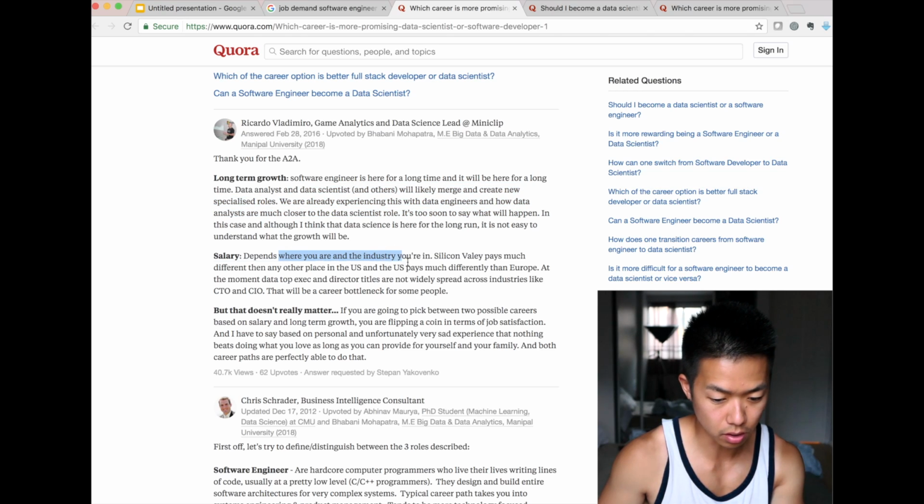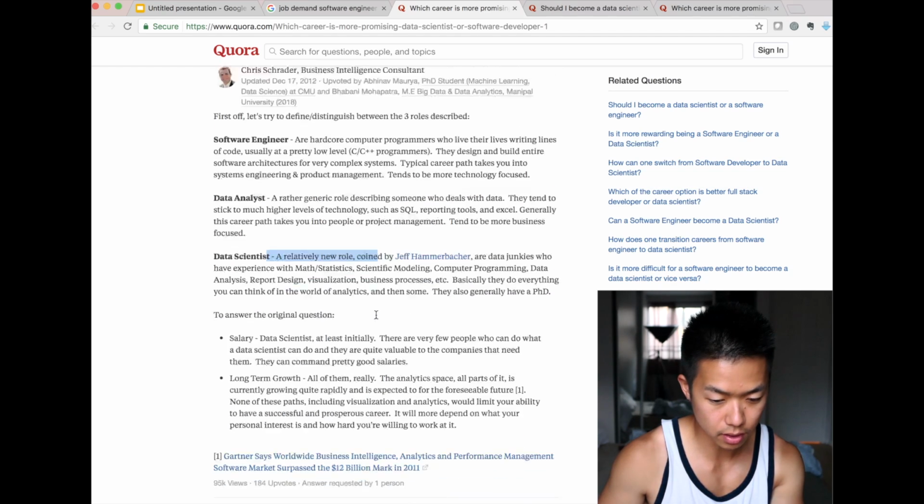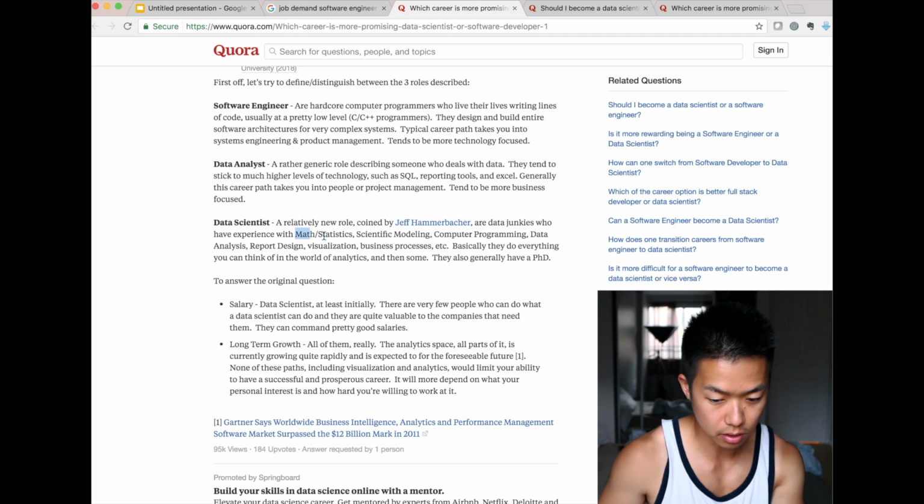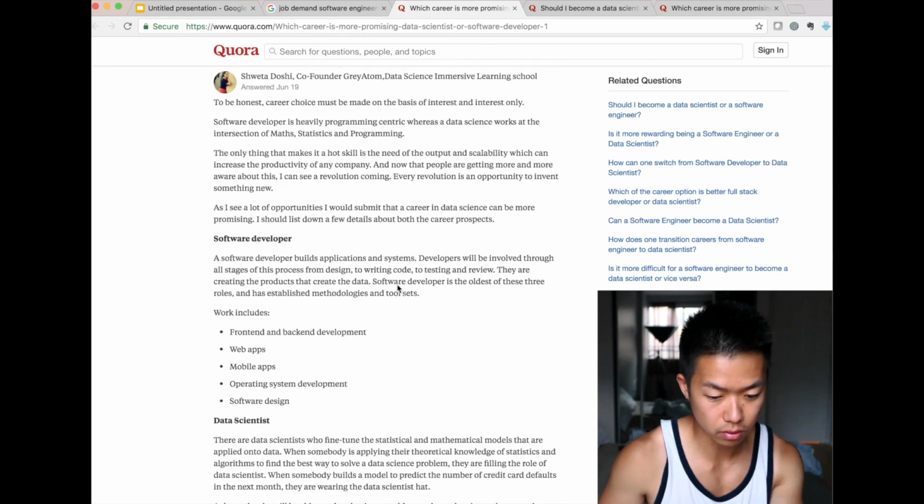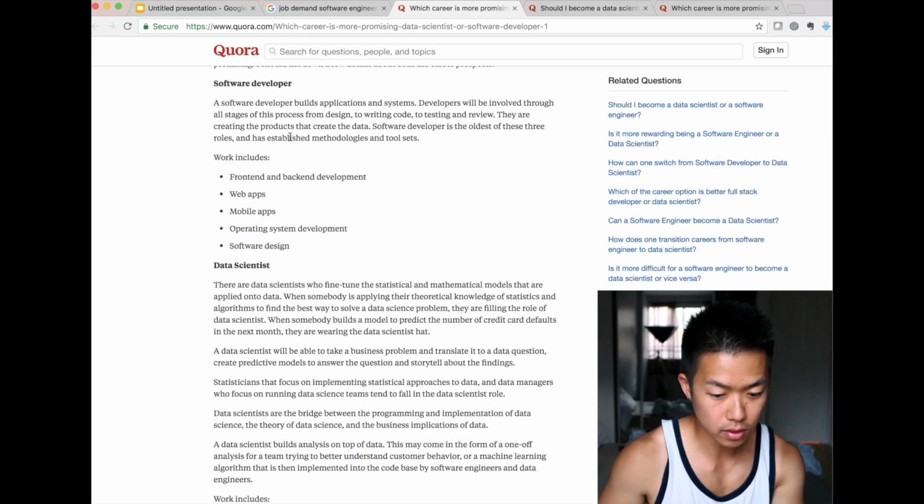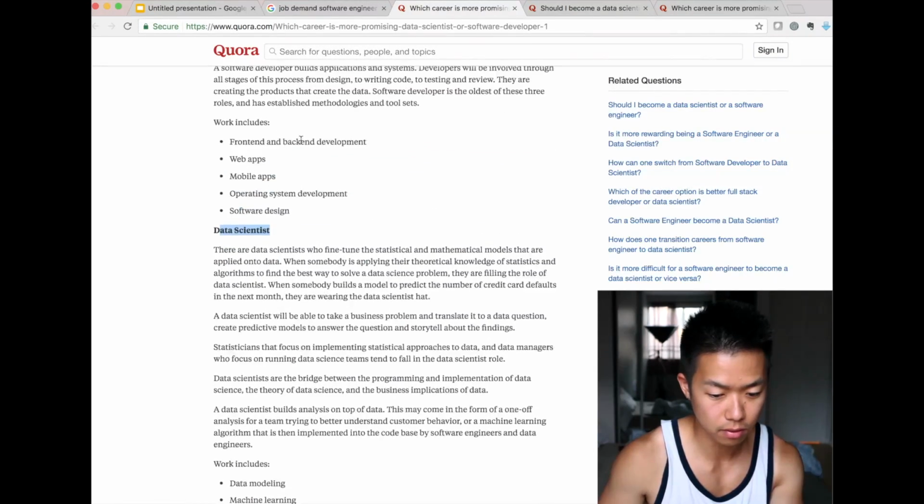Salary depends on where you are, so you can look up all this. Software engineers are hardcore computer programmers who live their lives writing lines of code. Data science is a relatively new role, coined by data analysts, computer programming, computer science. Salary, long-term growth. They're going to be both good, but it requires you to have a master's degree to be at least a data scientist. Data modeling, machine learning, algorithm. That's data science, graduate level.